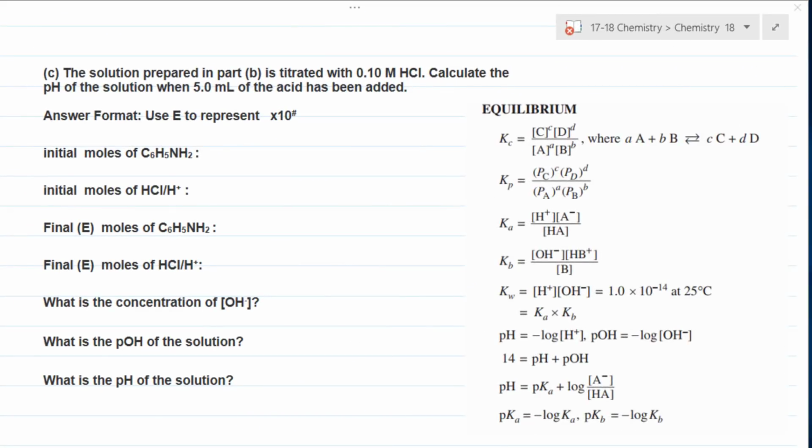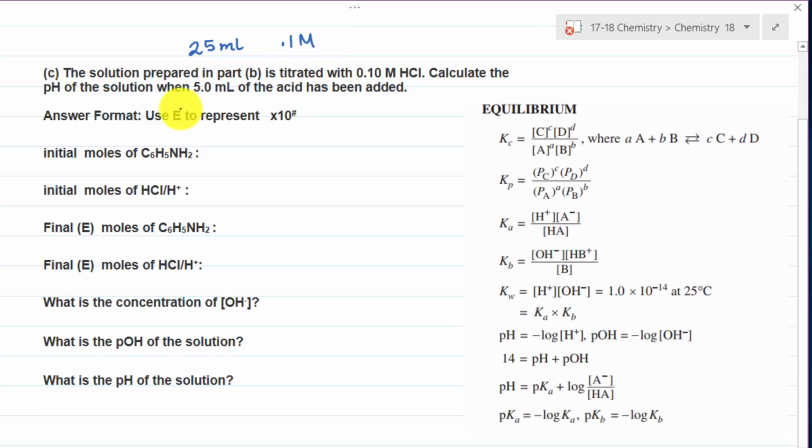Now let's continue with this problem and look at what happens when we make changes to this buffer solution. Basically, we make a buffer solution. What happens when we add a strong acid or a strong base to it? What happens to the pH? So in this case, the solution prepared in part B, which we just did, consists of 25 milliliters of aniline, and the molarity of that aniline solution is 0.1 molar.